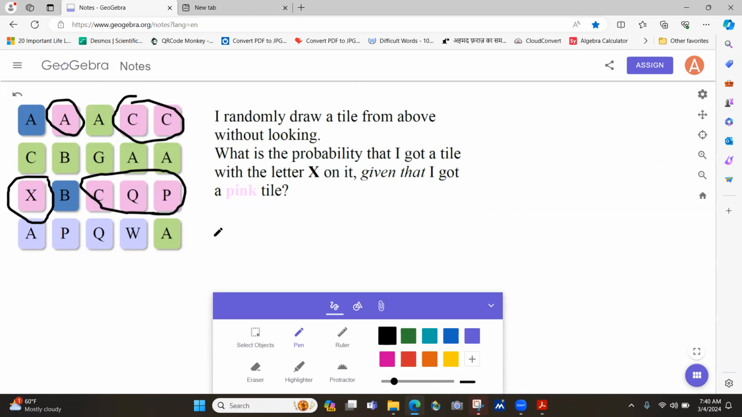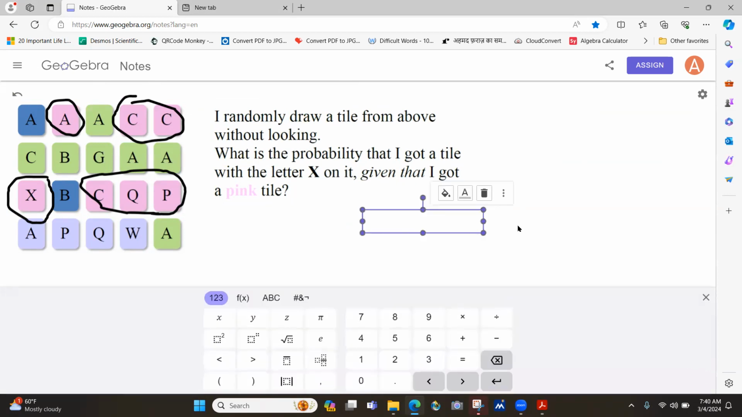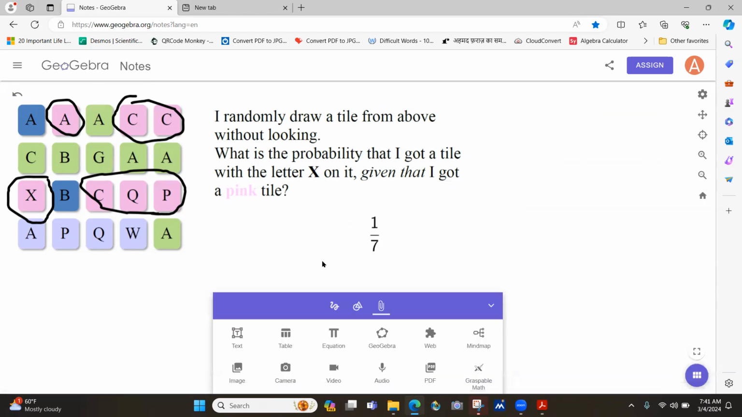All right. Now, what's the probability of getting a letter X given that I got a pink tile? Again, it's a conditional probability problem, given that means I shrunk my sample space. And I'm going to say, well, that's not too difficult. The denominator has to be 7, and there's only one X. 1 over 7. That's my answer.